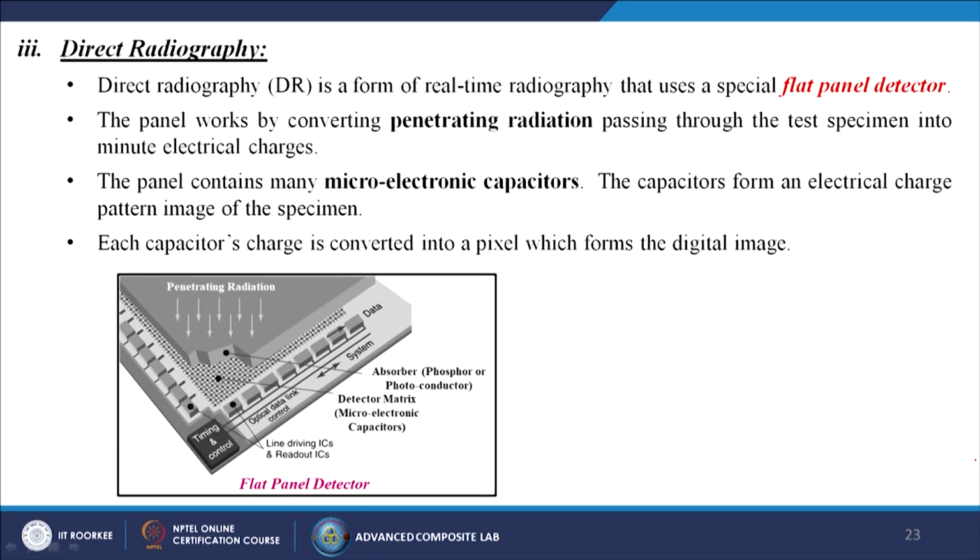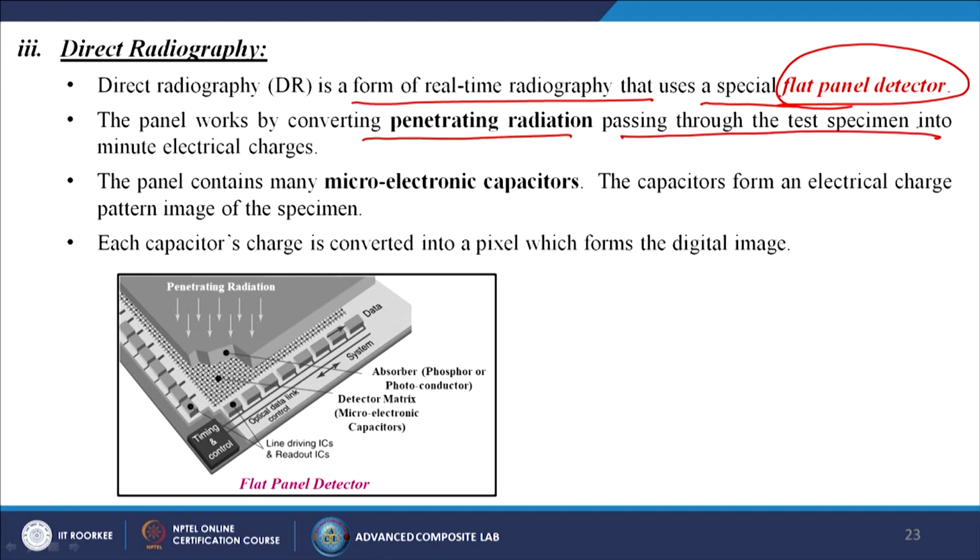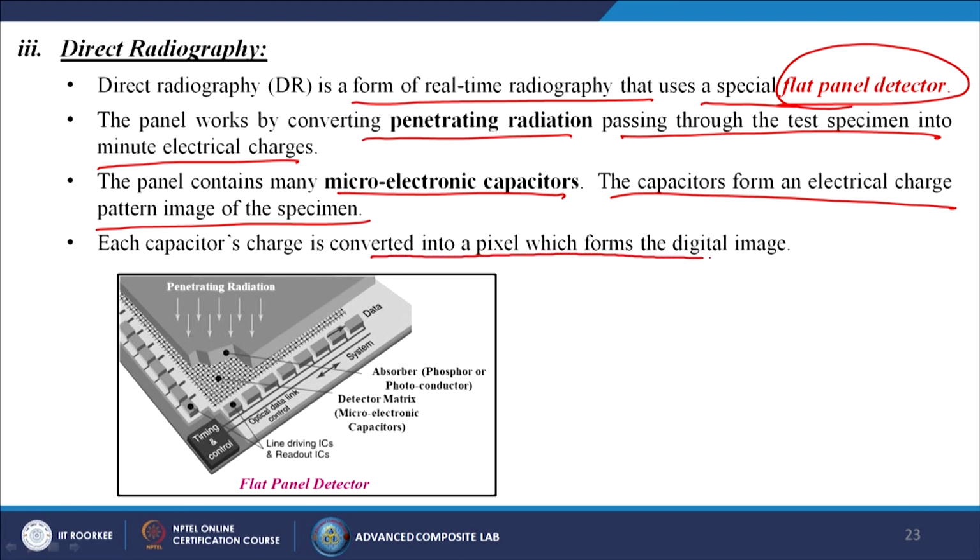Next is called the direct radiography. Generally, direct radiography is a form of real time radiography that uses a special flat panel detector. The panel works by converting penetrating radiations passing through the test specimens into minute electrical charges. The panel contains many microelectronic capacitors. The capacitors form an electrical charge pattern image of the specimen itself. Each capacitor's charge is converted into a pixel which forms the digital image.